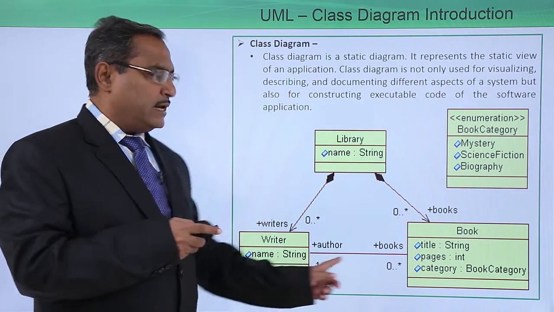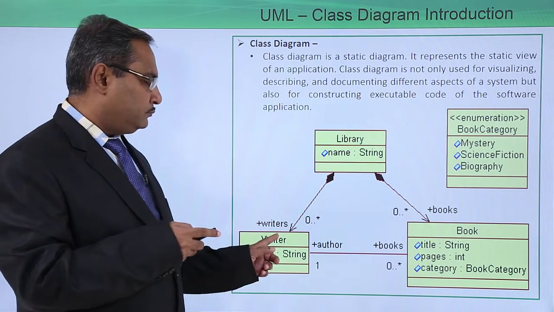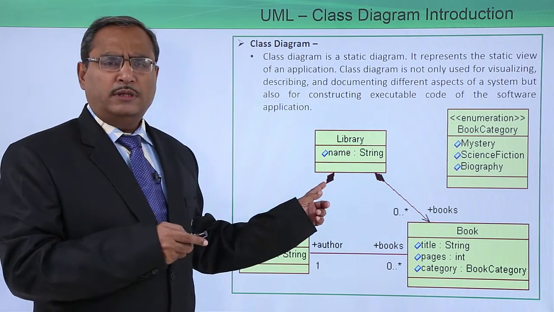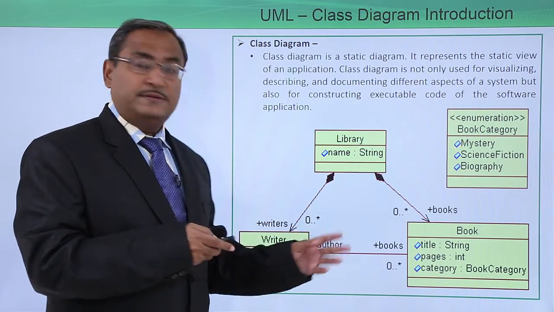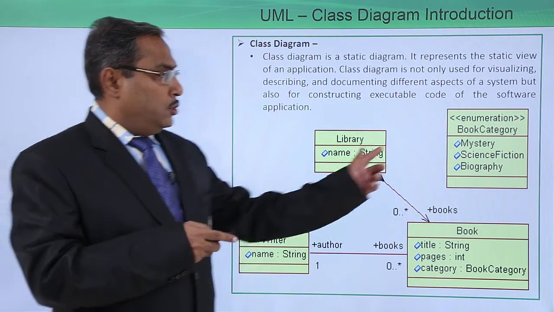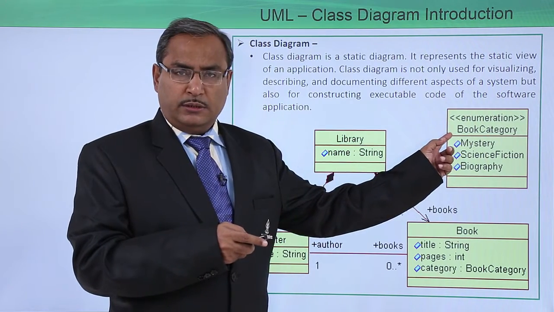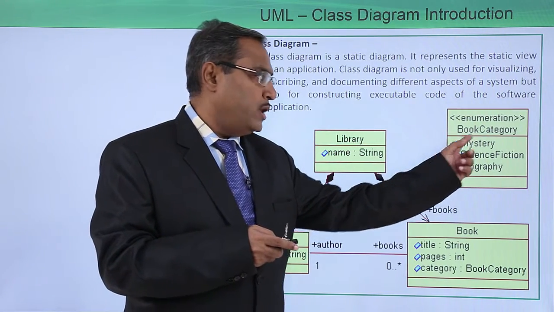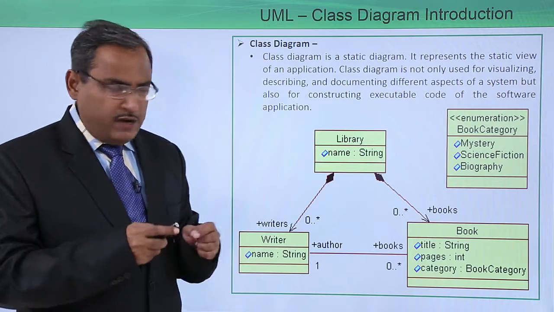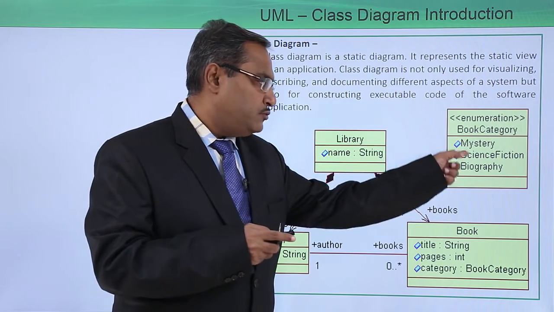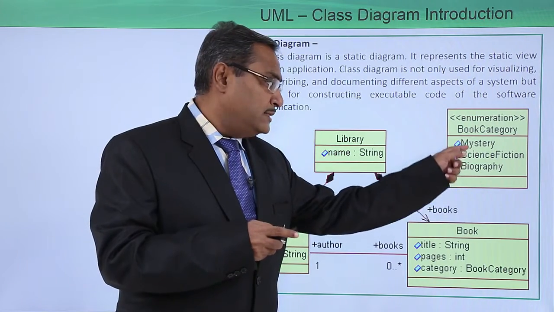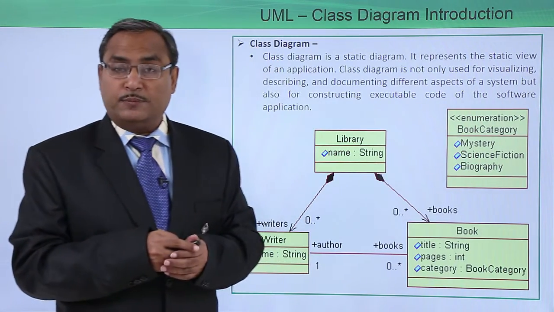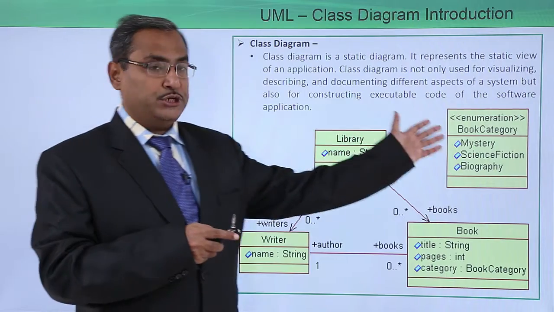Here you see a class diagram we are depicting. Here is the symbol. This symbol denotes the aggregation. We will be discussing all this in our next videos. Now this is the enumeration. The name of this enumeration is book category, and it can have three different values: mystery, science fiction, and biography. So these are the three different book categories that are possible. Here we have made one enumeration.